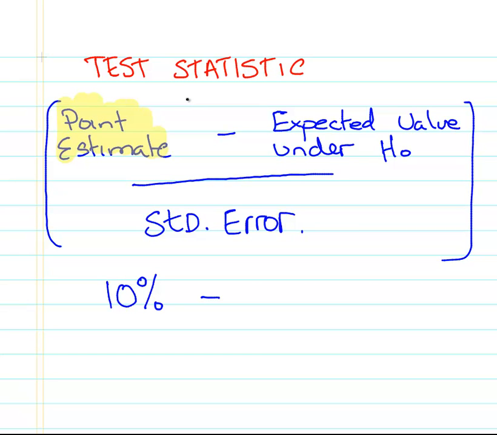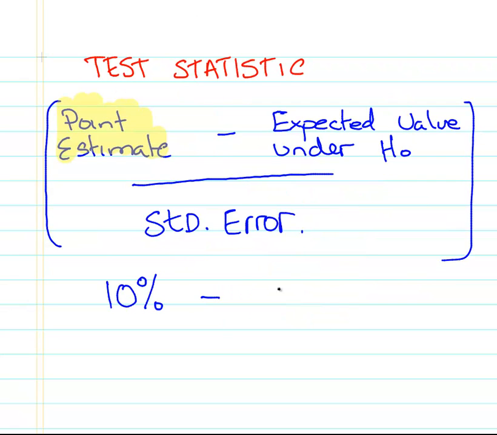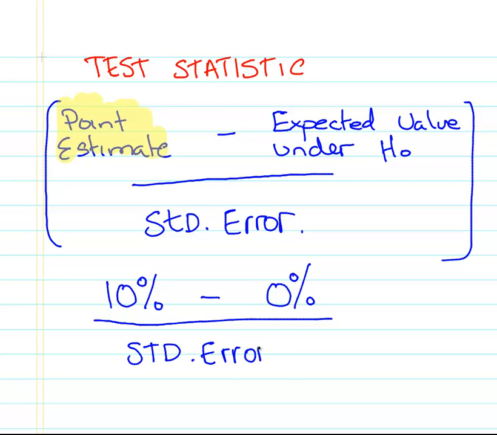Now, the expected value under the null hypothesis, or in this case, the expected difference under the null hypothesis, as I just stated, is 0. Under the null hypothesis, we expect a difference of 0%, no difference. So the last part is the standard error, and this is where we go to our formula sheet. So PA minus PB, 10%, over our standard error. That's our test statistic.